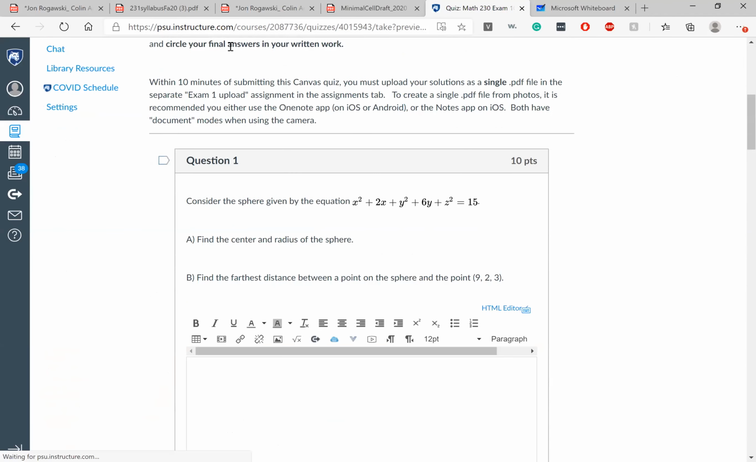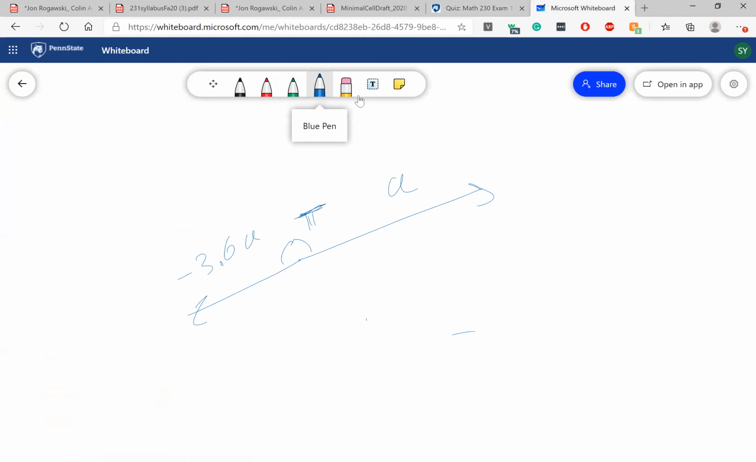Okay, so now the next question is, consider the sphere given by this equation. Find the center and radius of the sphere. Find the furthest distance between a point on the sphere and, oh, so they want the furthest distance between a point on the sphere and the point 9, 2, 3. So we did a similar problem to this a couple days ago.